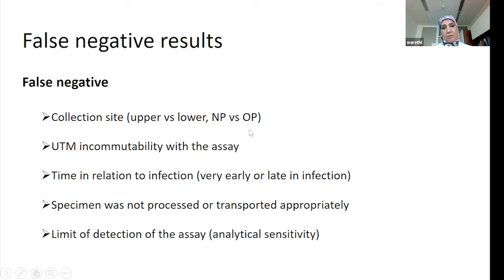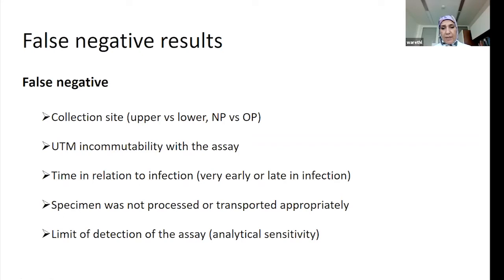Now, if you use deeper specimens like sputum or bronchial lavages, you get a better yield of virus. Compatibility, sometimes if the medium that you're using to transport or the swabs is not very good, it could actually not preserve the virus. Time in relation to infection, so very early or very late in the infection, when the viral load is not very high, the assay may call it a negative. In fact, there is still some virus.